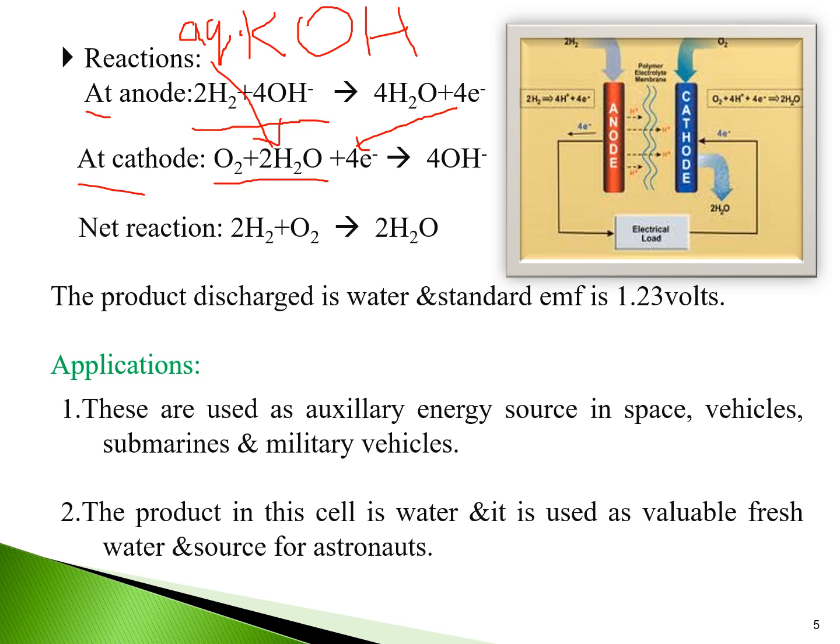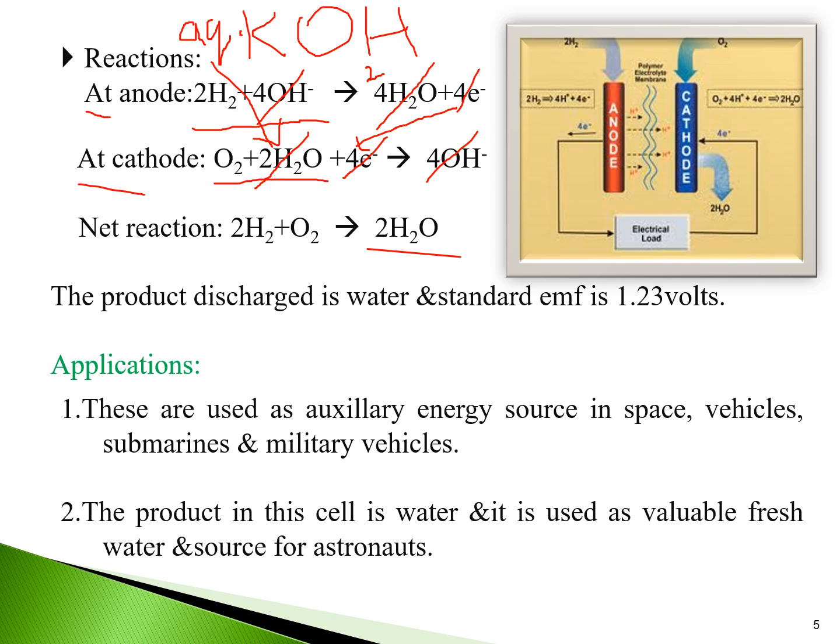So the overall reaction will be, see, this water gets cancelled. We'll be having only 2 moles of water here. 4 OH minus gets cancelled. 4 electrons get cancelled. So the remaining will be 2H2 plus O2 giving 2H2O. That will be the overall reaction. And the product discharged, we know, is only water. No other chemical is being formed. And the standard EMF is 1.23 volt.